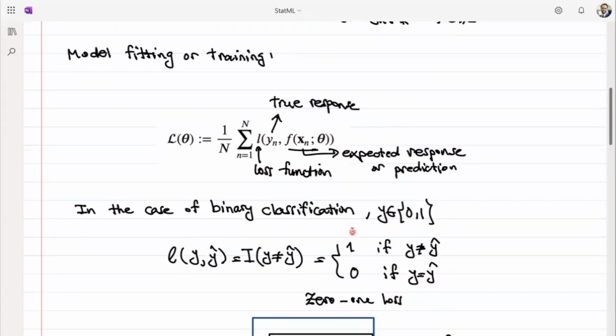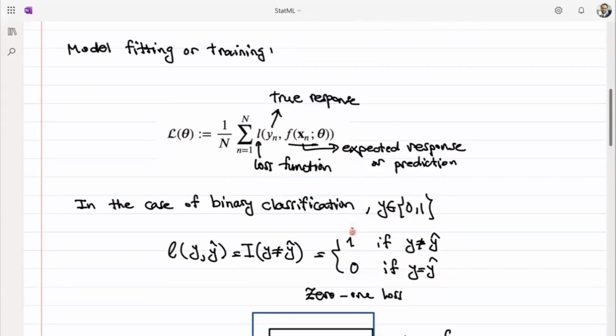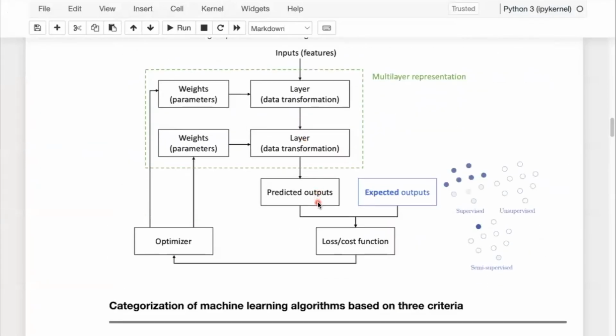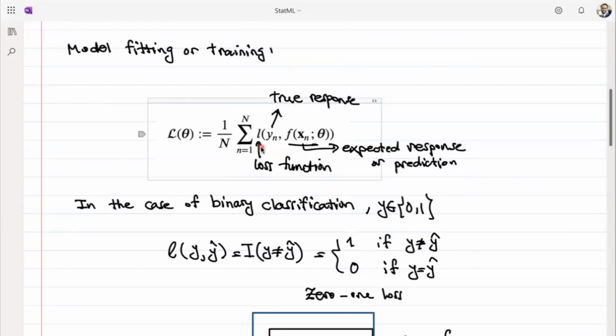The first thing that you want to do when you want to train a machine learning system is model fitting. So what does this mean? The way that model fitting works, if you look back at what we have here, you get some predicted outputs, you have some expected outputs, and you need to have a loss or cost function that accepts these two and compares them, right? So here is the mathematical representation of what we have.